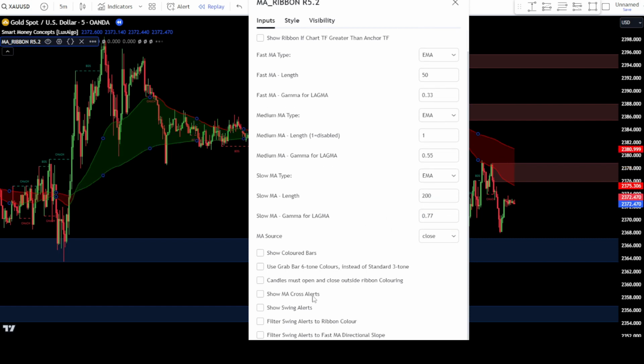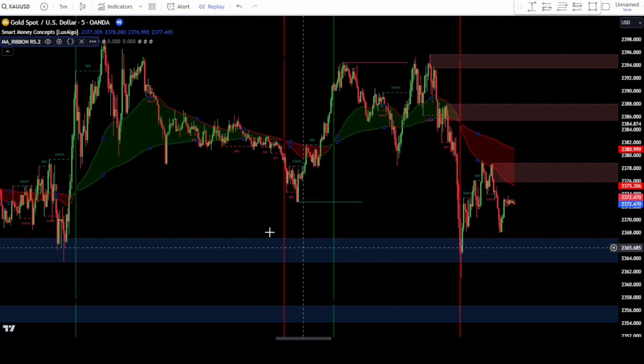Then, activate the checkbox for Show EMA Cross Alerts. Once done, click OK to confirm the changes. This MA ribbon indicator will be used as a trend guide in the market.